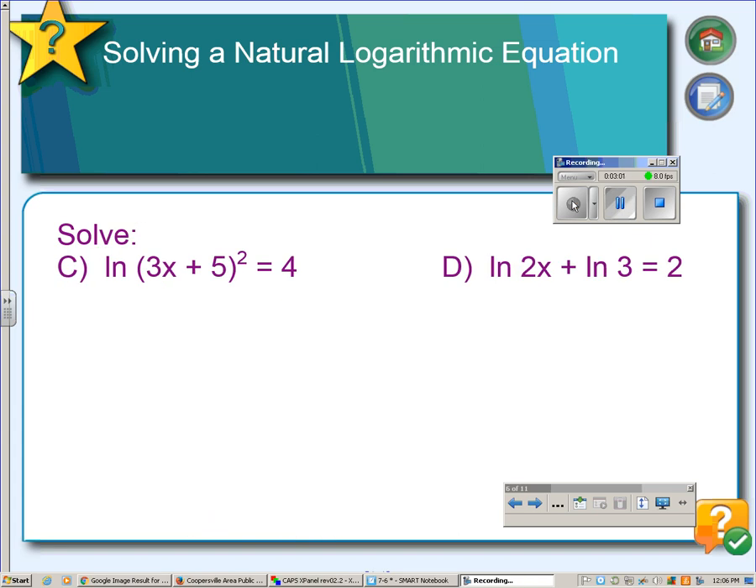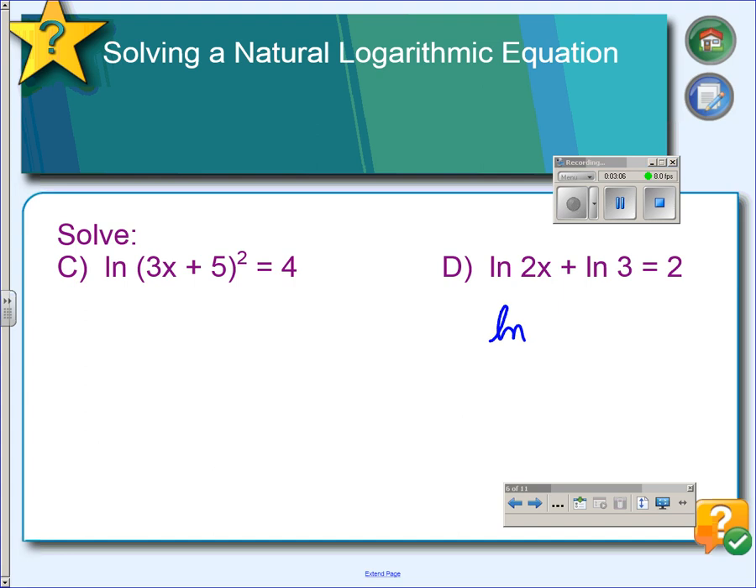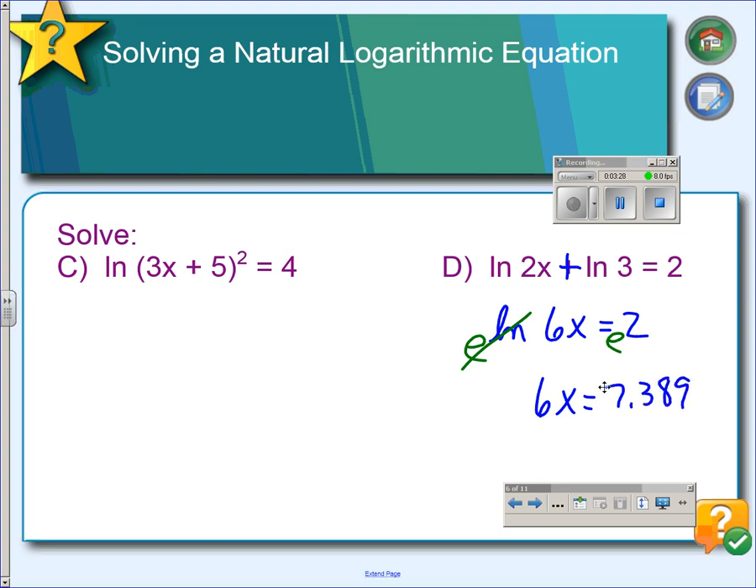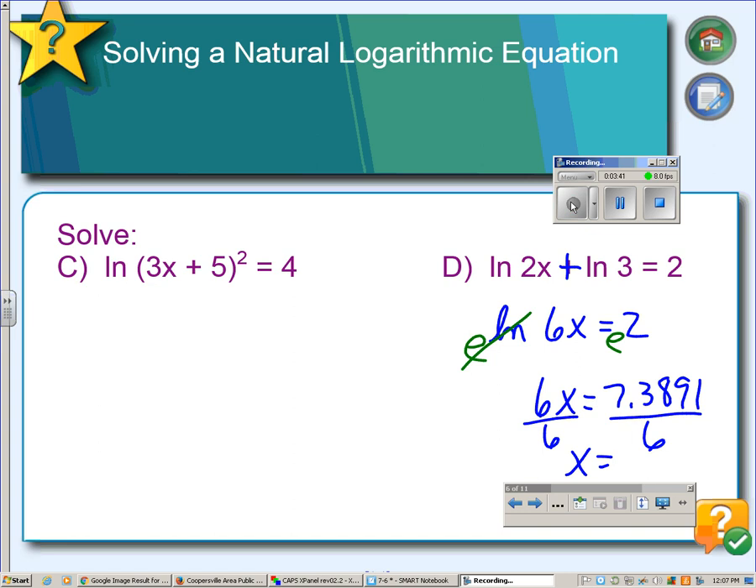In example D here, we have 2 logs on the left side, so we would need to condense that down to one single log. So the addition means we're going to multiply 2x times 3, which gives us 6x. And then we can put in a base e to cancel the natural log. And we get 6x equals e squared. e squared is 7.3891, and then we can divide both sides by 6. And we get 1.2315.